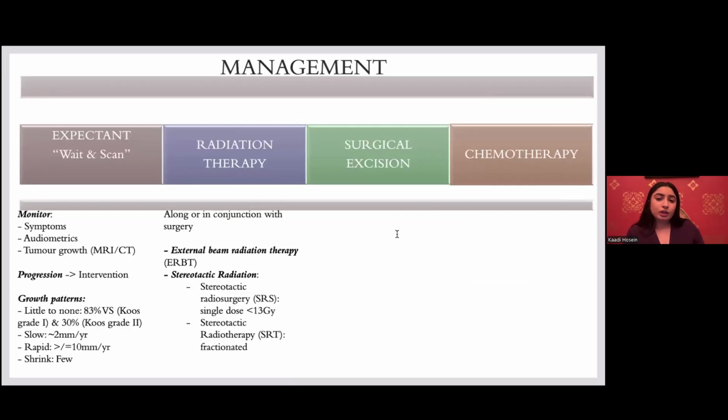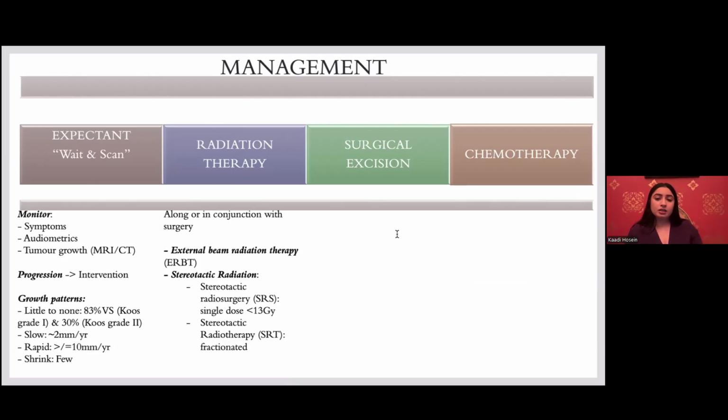Management options can also include radiation therapy. This is alone or in conjunction with surgery, and this involves external beam radiation therapy or stereotactic radiation. And this latter includes stereotactic radiosurgery and stereotactic radiotherapy. The stereotactic radiosurgery, or SRS, is given as a single dose. There's little difference in radiographic control at different doses, and a single dose of less than 13 grays is recommended for hearing preservation and to minimize new onset or worsening cranial nerve deficits, and this is with level 3 evidence.